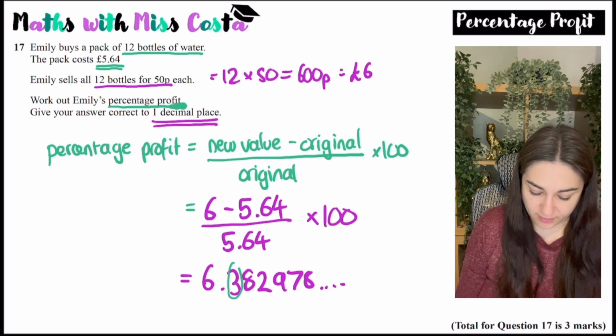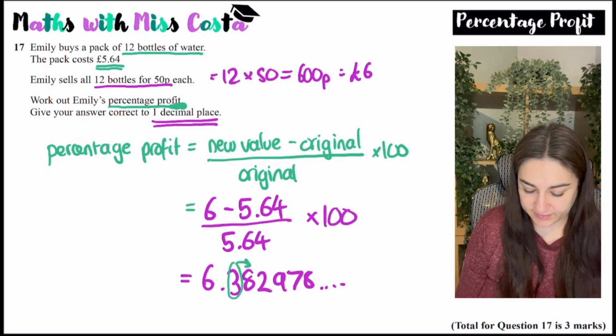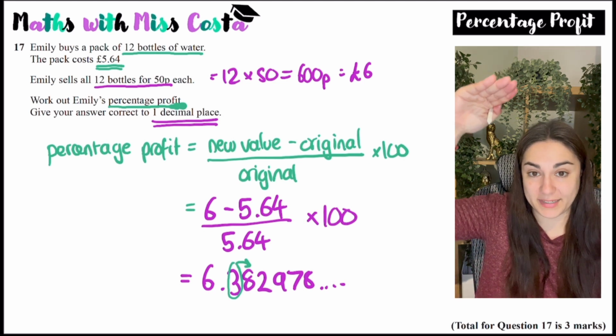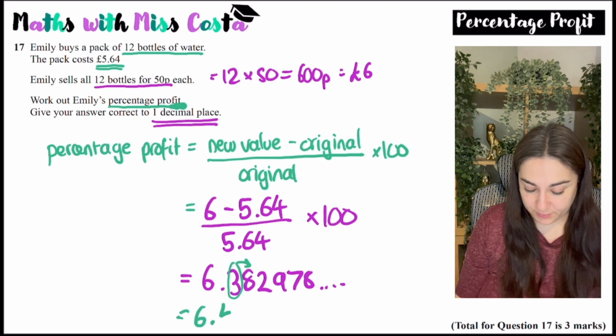So I'm going to look at the first decimal place, look next door. If the number's 5 or more, it means I'm going to round it up. So that would be 6.4.